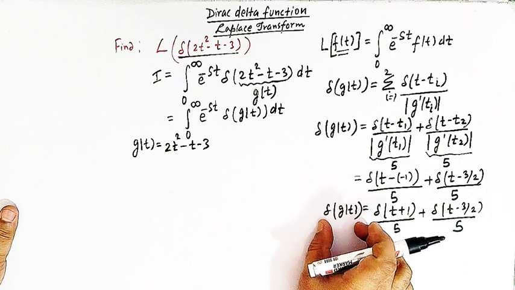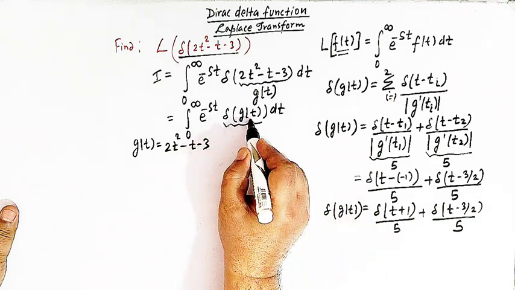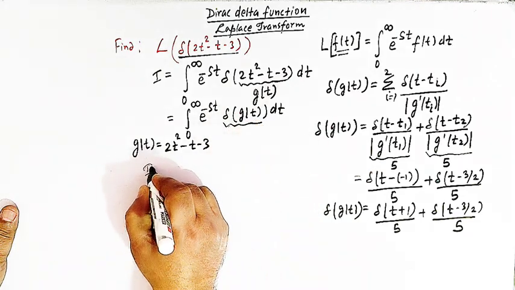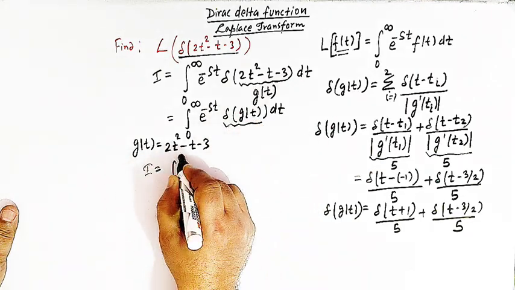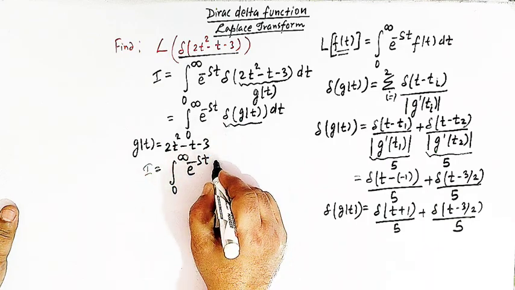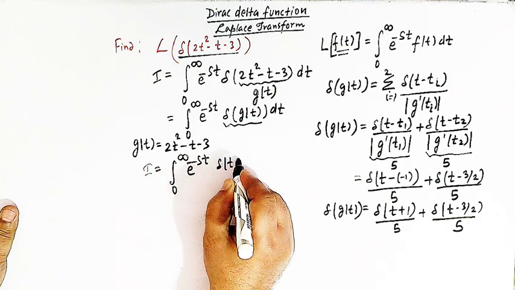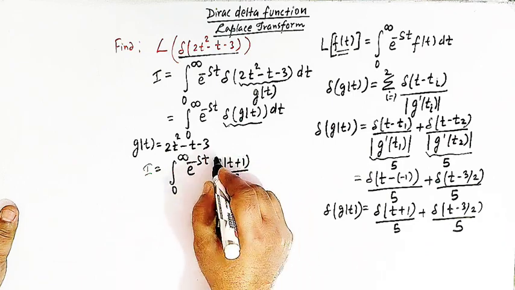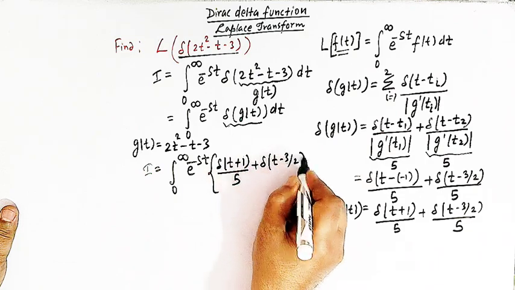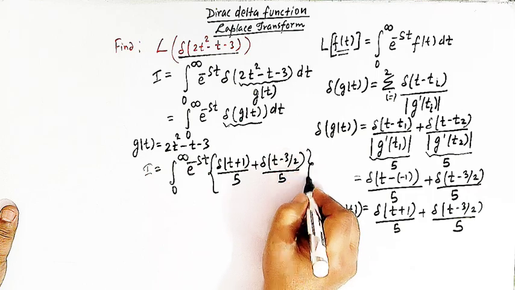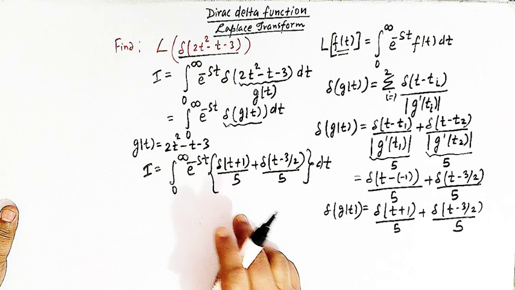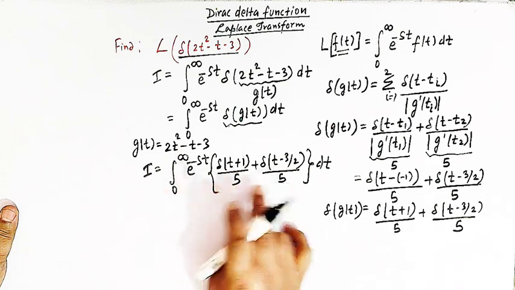So let us substitute the value of delta of g of t in this integral, right? So we have now I is equal to the integral 0 to infinity of e raised to minus st, and here we can write delta of t plus 1 over 5, and then we have delta of t minus 3 by 2 over 5, right? So now we have to evaluate these two integrals.